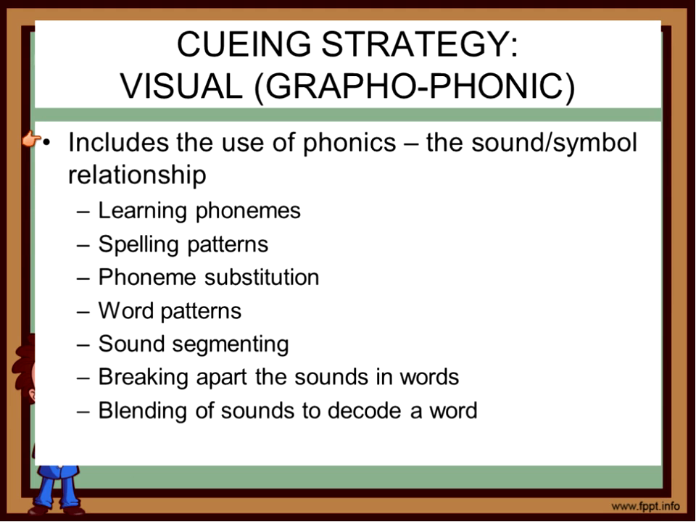Okay, so basically, the visual cueing strategy is a lot more complex than the others that we talked about so far. In order for this strategy to be useful to students, they must learn the various phonemes and spelling patterns to be able to substitute letters for words with a pattern to come up with new words. We have to understand sound segmenting. Those phoneme segmentation skills are very important. And students need to be able to break apart words and sounds of a word in order to blend the sounds together. They need to be able to take the words apart and put them back together.